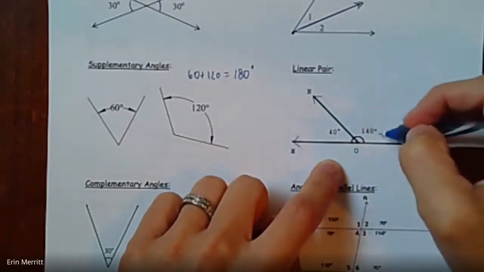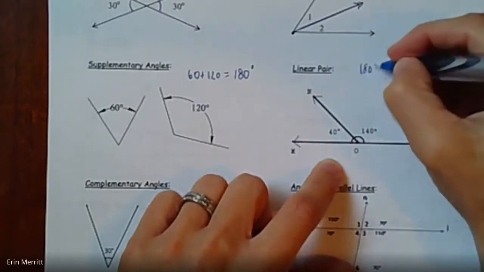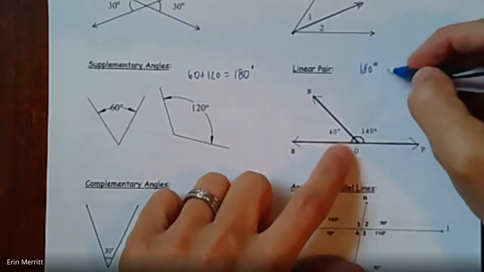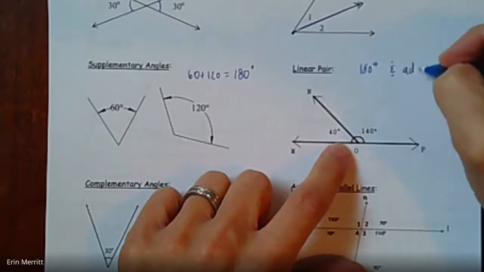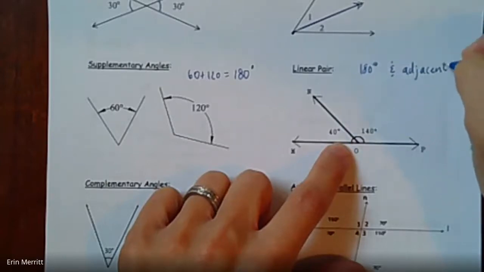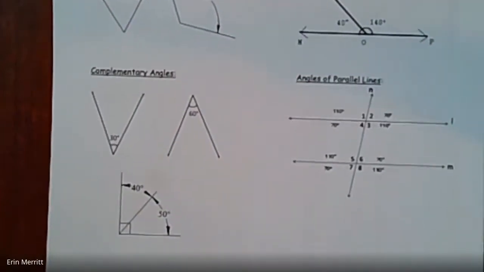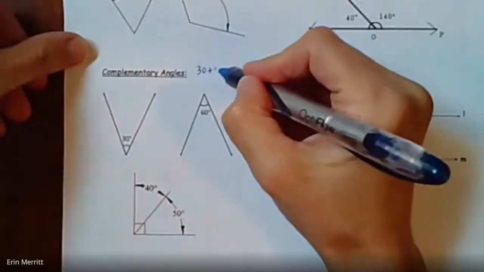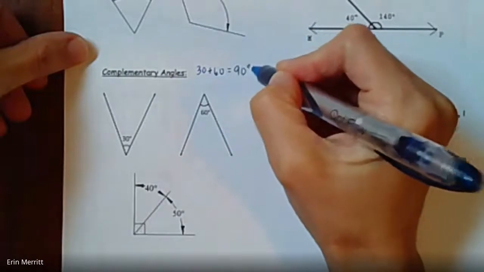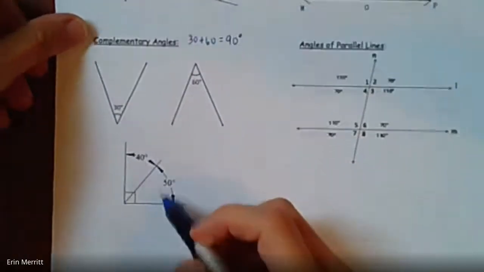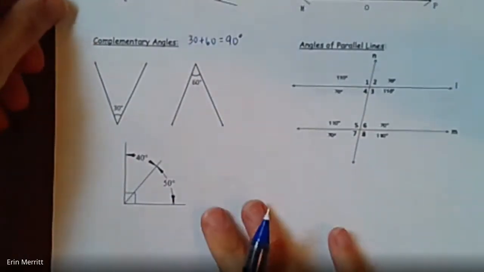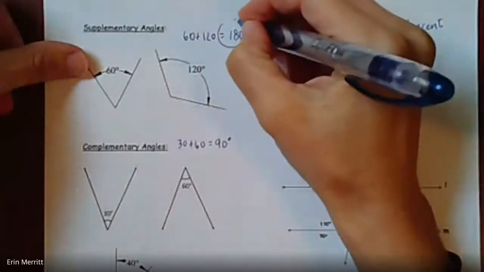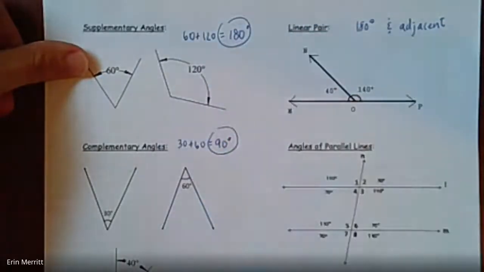So 40 and 140 also adding up to 180 degrees, right? So I'm just going to say 180 and adjacent so that they form a linear pair. Complementary angles. No, it's not them saying nice things about each other, although that would be nice. It's the idea that 30 and 60 add up to 90, or in this case, the 40 and 50 add up to 90. So there's just multiple examples. So keep in mind, it's the equals 180 and the equals 90 degrees here.